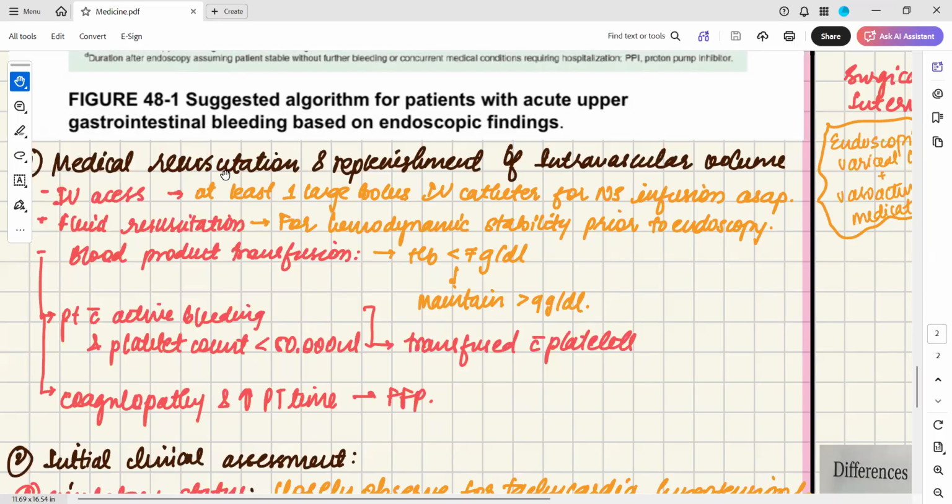And if the patient has a history of coagulopathy or its prothrombin time is increased, we have to give fresh frozen plasma infusion. Then we have to do the initial clinical assessment of the patient, like its clinical status. We have to observe for tachycardia, hypotension, any sorts of dizziness or shock symptoms.